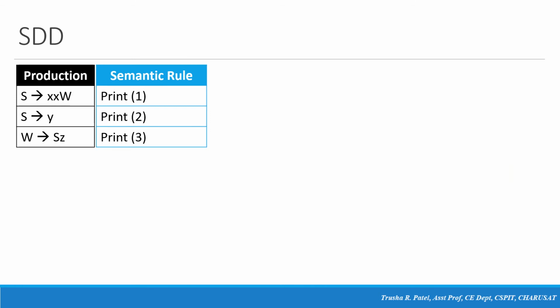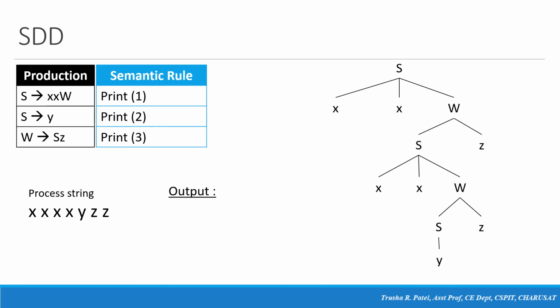Now this is the next SDD. Sometimes an SDD is given and we have to just get the output for the given input. Here you can see that there are 3 rules in the grammar, and a semantic rule for printing 1, 2, 3 is given to each and every grammar rule. Now if we are processing the string 4 times x, y, 2 times z, first we have to construct a tree. Again traverse your tree in the DFS manner.